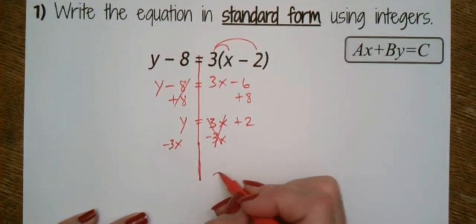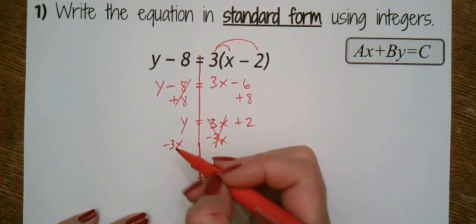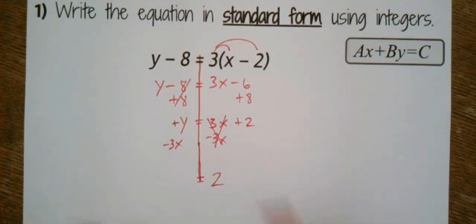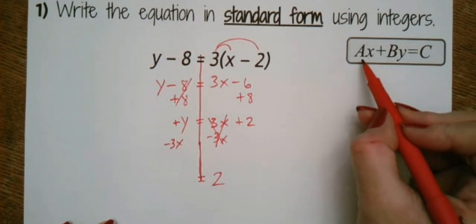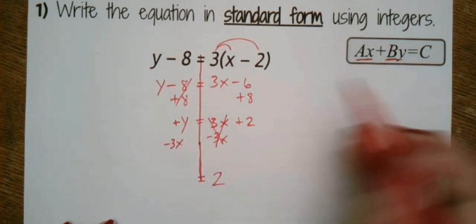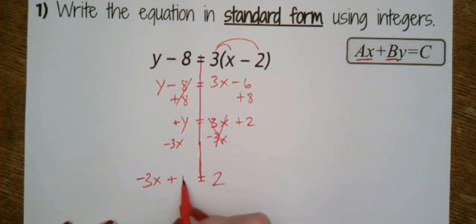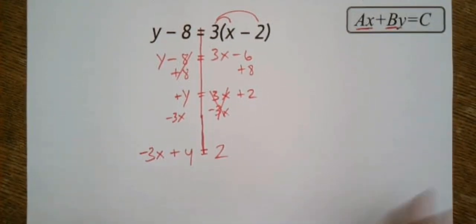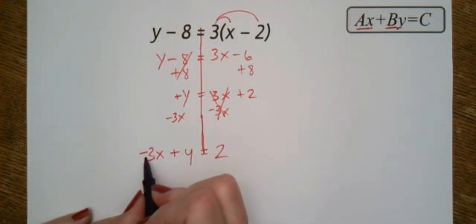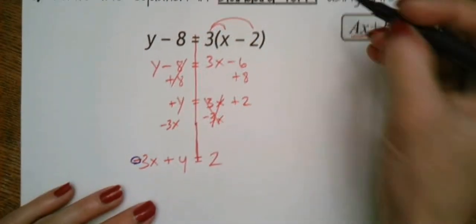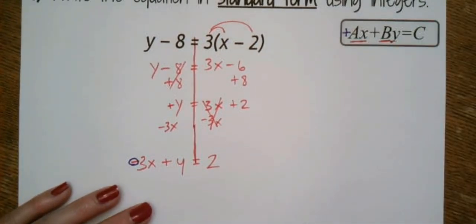Cancels here, and I bring down the 2. And then over here on this side, I have a -3x and a positive y. I'm going to put them in the same order that we see here in standard form, the x first and then the y. So -3x and then positive y. I'm almost done. There's one problem that I see. The a coefficient right here, the -3 here, it's negative, and I can't have a negative a value. This has to be positive in the front.